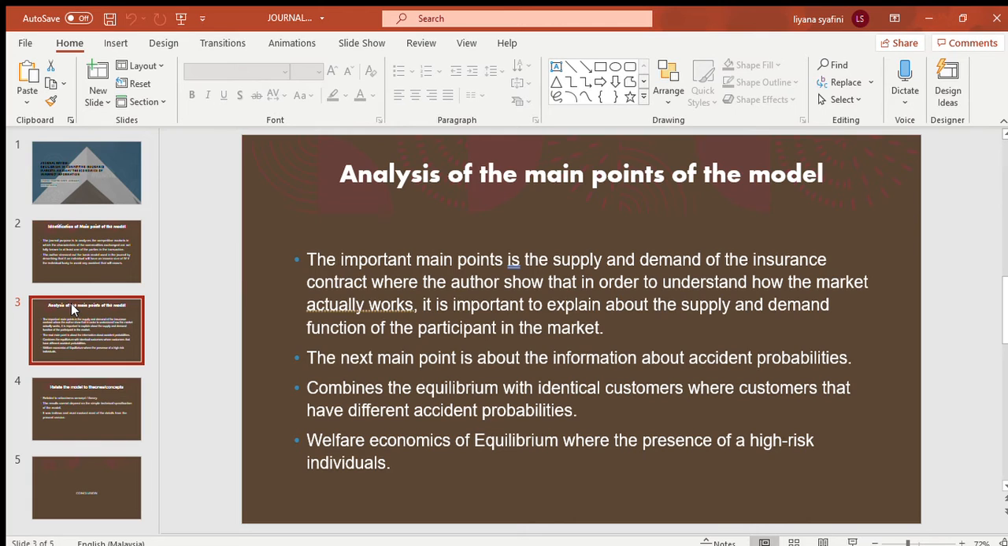The other point is equilibrium with identical customers, where customers have different accident probabilities. It will make the insurance companies have incomplete information. This is why the authors included equilibrium with two classes of customers, which consist of low risk individuals with accident probabilities and high risk individuals with accident probabilities.